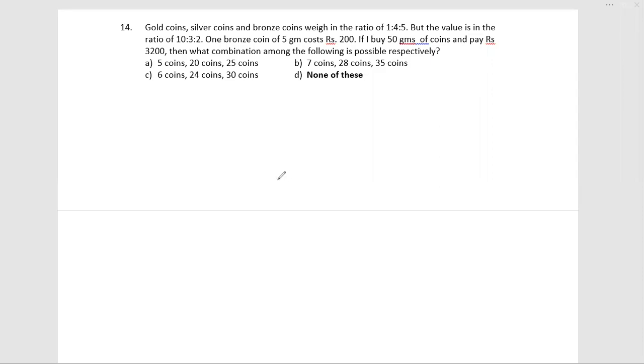Gold coin, silver coin, and bronze coins weigh in the ratio 1:4:5. So weights are, let's say, gold, silver, and bronze is W, 4W, and 5W. Values are 10V for W, for 4W is 3V, and 2V.